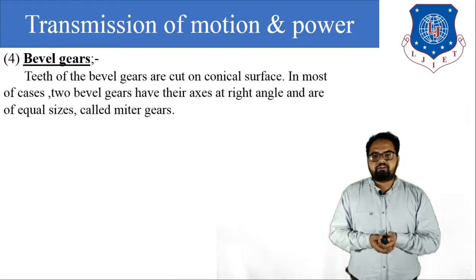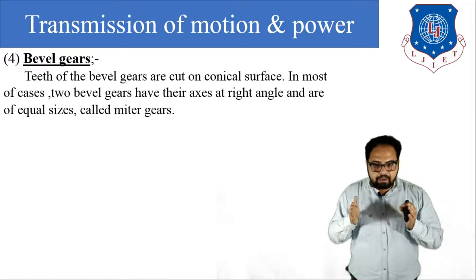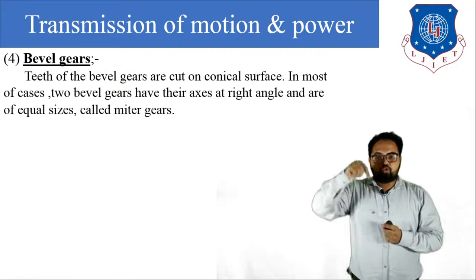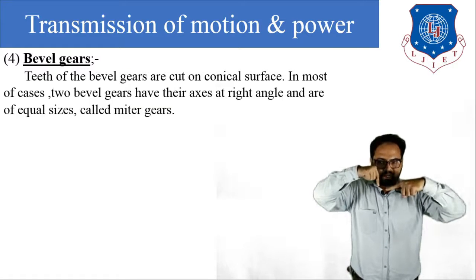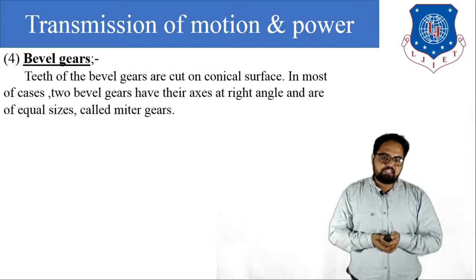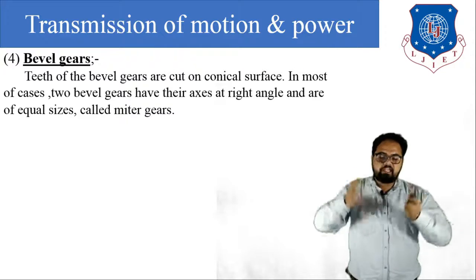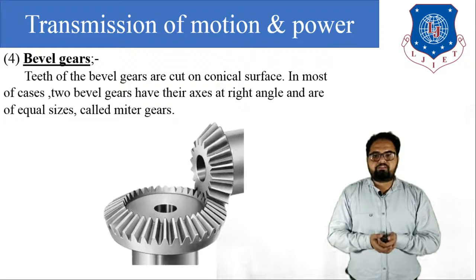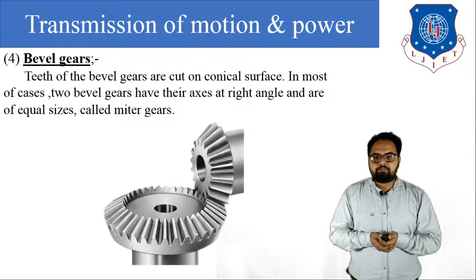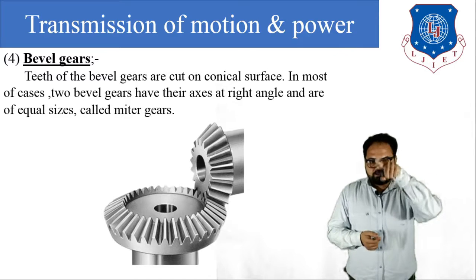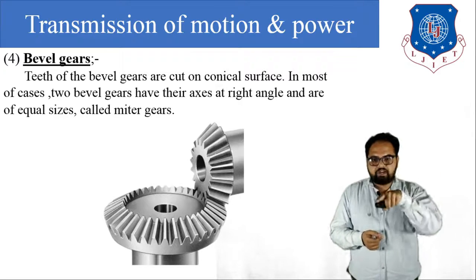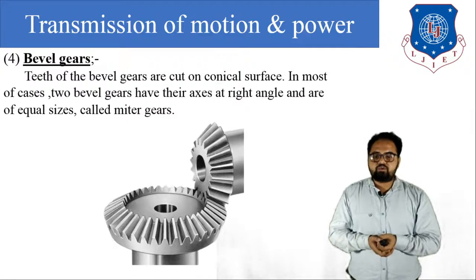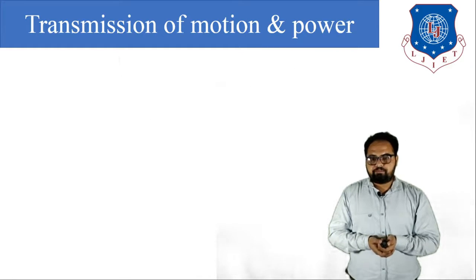Next are bevel gears. The teeth of the bevel gear are cut on a conical surface. In most cases, two bevel gears are at right angles and of equal size. If these bevel gears are of equal size, then they are known as mitre gears. Here in this figure you can see the basic arrangement of a bevel gear. One is the driving shaft, another is the driven shaft, and they are transferring the power at 90 degrees. This type of gear is mostly used in differential gearboxes.